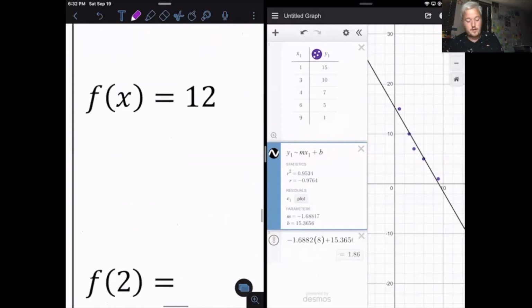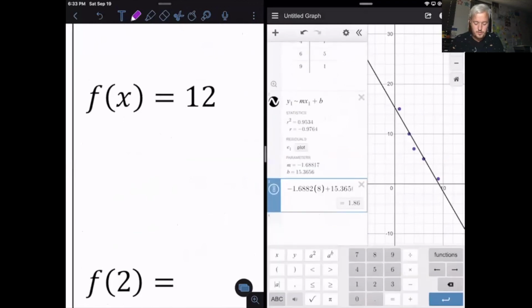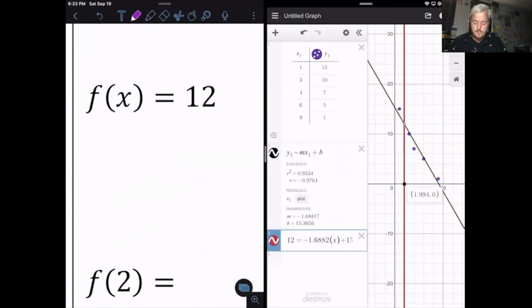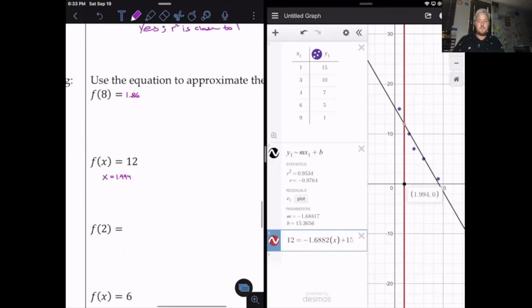Now I want to set it equal to 12. Oh Lord, that would be awful. So here's what I would suggest. Get rid of this 8, put an x, and then put 12 equals. That vertical line, that x value, is what we want. So x equals 1.994. Or you could literally solve the equation. It's just going to be decimals and kind of gross and ugly, but it would still be the same thing.